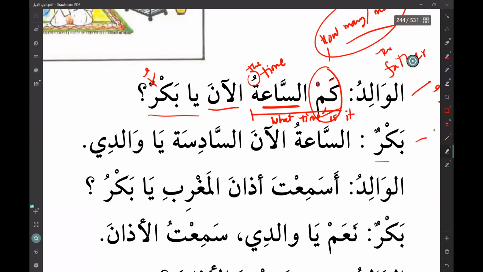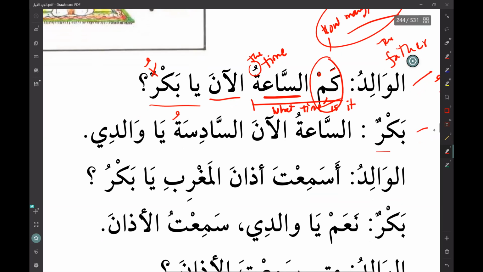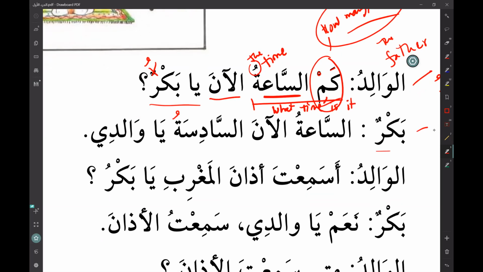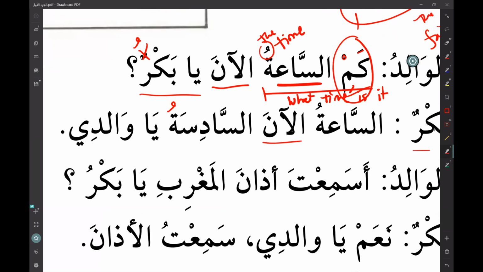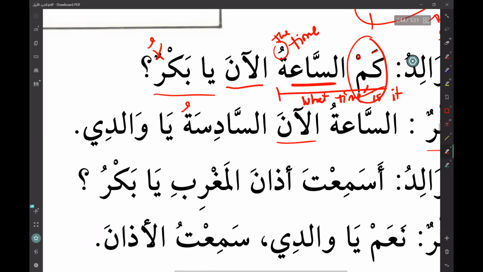Then Bakr says, as-sa'atu, the time, al-an, now, as-sadisatu, ya walidi. So the time is now the sixth. As-sadisa is what? The sixth. Yes, and one thing you also have to know: in English we don't say sixth. Do we say the ordinal number?